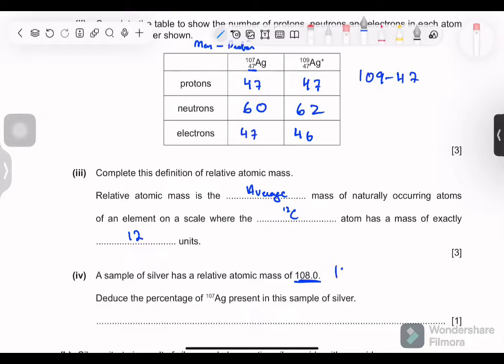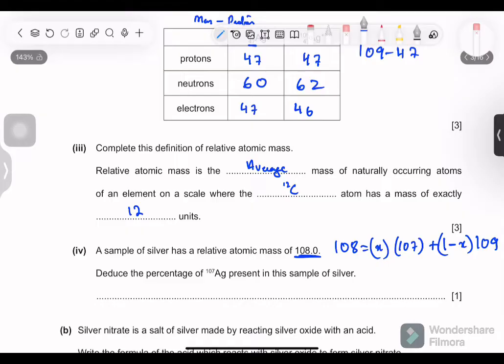And if you want more detail, the atomic mass is the percentage abundance multiplied by the isotopic mass, which is 107, plus the percentage again, which will be 1 minus x, and 109. So, if this is x, yeah.